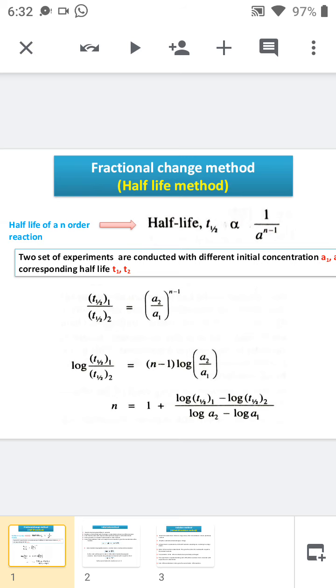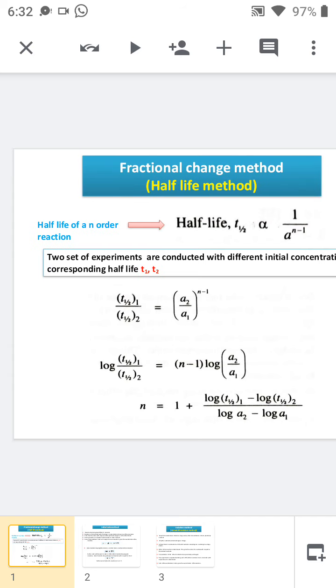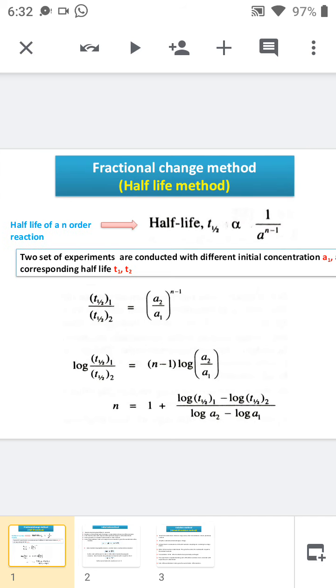Then if we take the n term to the left hand side and move the other term to the other side, we get the equation n equals 1 plus log T half of 1 minus log T half of 2 divided by log A2 minus log A1. We know the values of T half of 1 and T half of 2, A1 and A2. If we substitute all the quantities in this equation, we can easily find out the value of n. Thus we can measure the order of an unknown reaction.